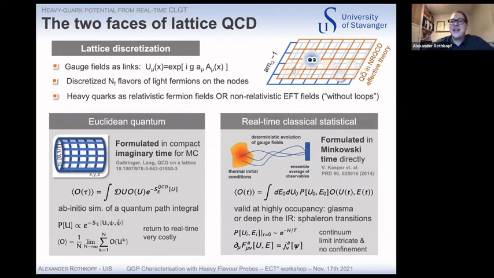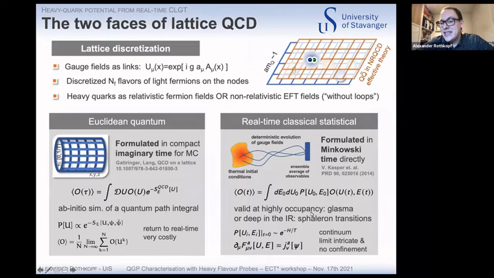Then there's a second phase of lattice QCD, which is these so-called real-time classical statistical simulations, which are directly formulated in Minkowski time. But here, the price to pay is that you have to neglect all the quantum fluctuations of your theory. And what it boils down to is essentially that you're evolving an ensemble of gauge fields according to the deterministic classical Yang-Mills equations of motion, starting off from a set of random thermal initial conditions. At some point t, you compute the observable for each of these trajectories, and you do an ensemble average, and by that you estimate the statistical expectation value of your observable.